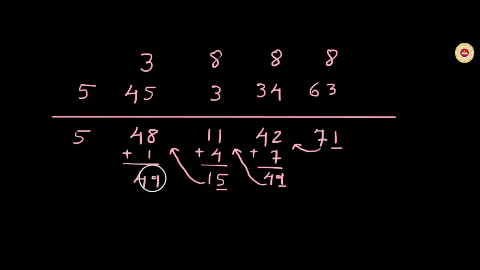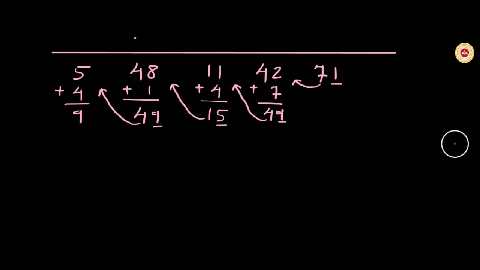Now come to this part, fourth part. Retain units place digit 9 and pass tens place digit 4 to its immediate left, which is 5. 5 plus 4, 9. So we have balanced it. So it is time to write final answer.